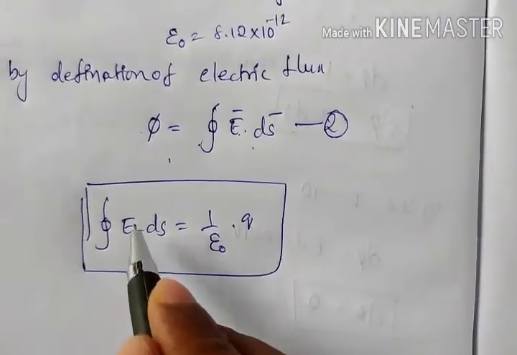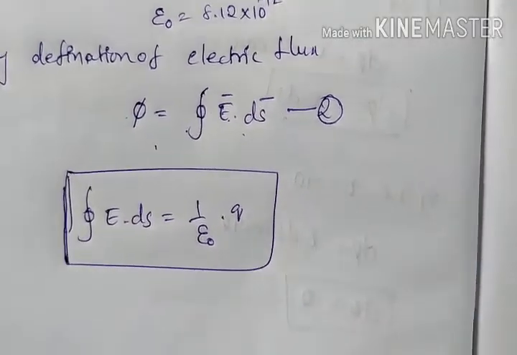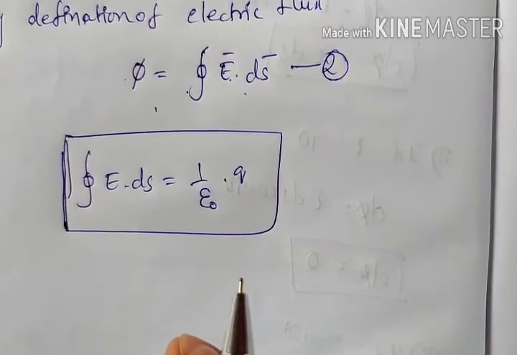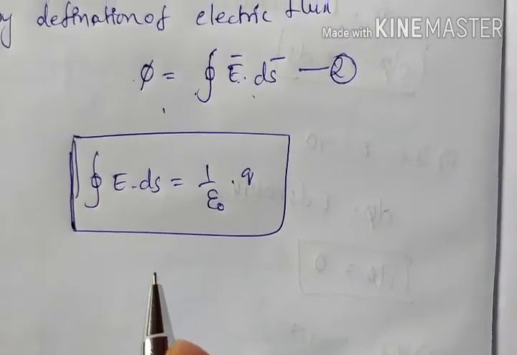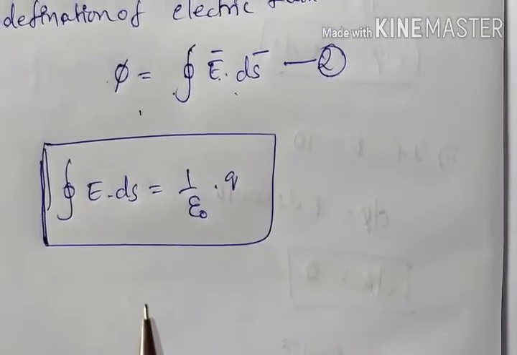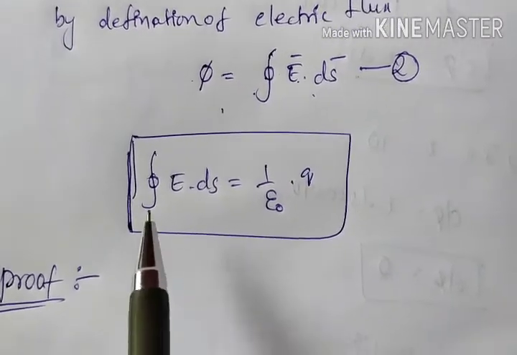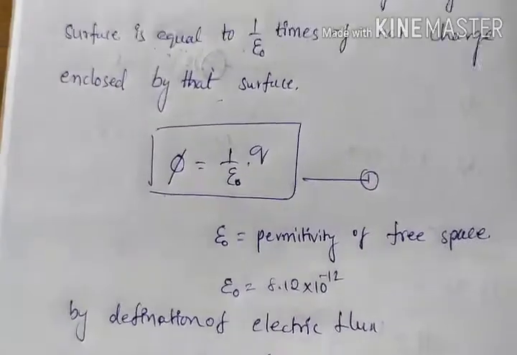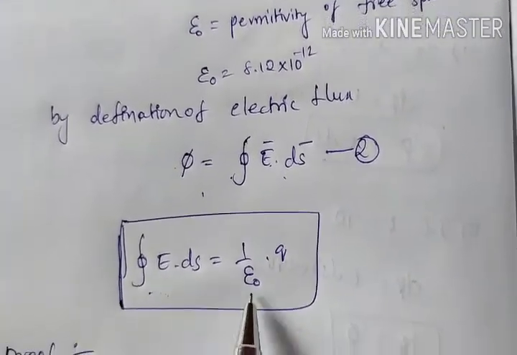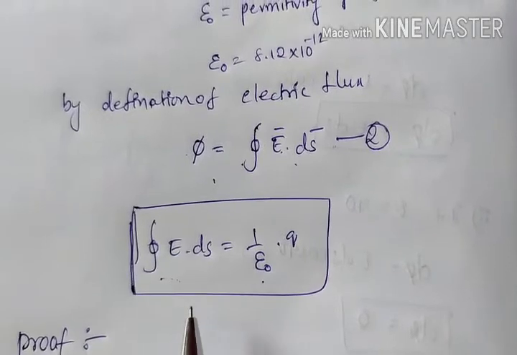Using this formula, we are going to solve a few more problems and different applications. So this is a useful formula, and this one is also important. Next, this is only the definition. According to the definition we have one formula, but how is it possible? We have to prove it.